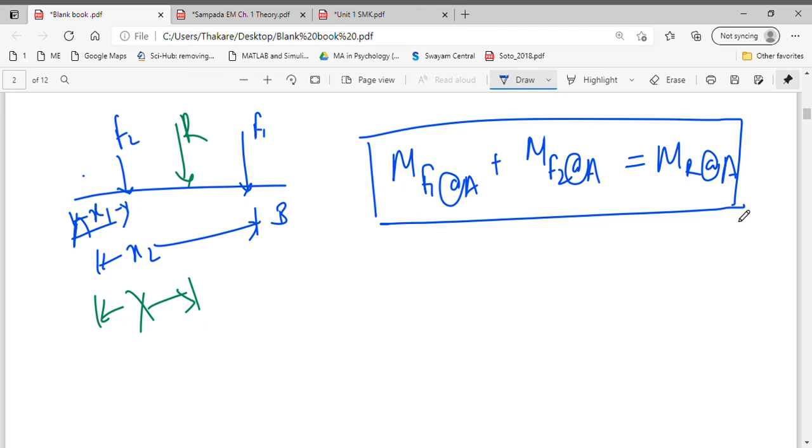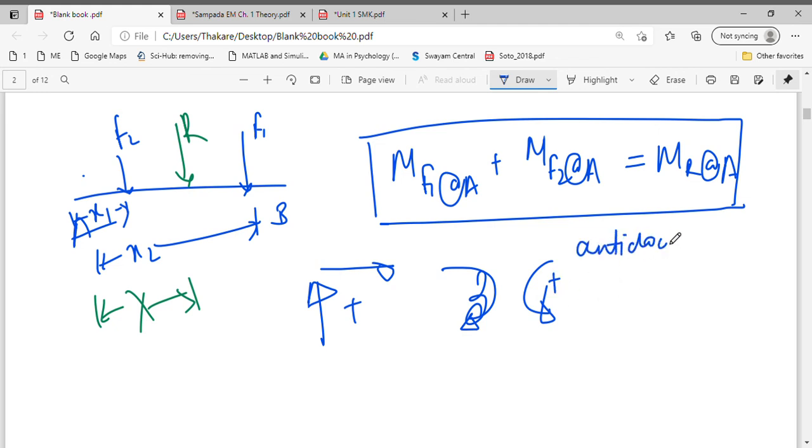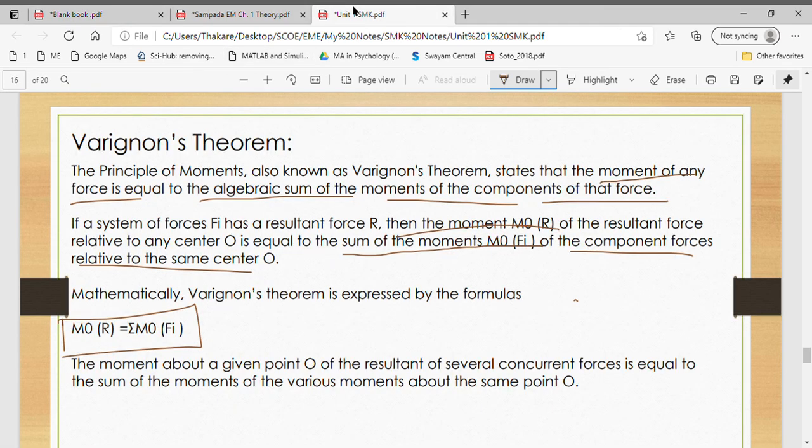Now, like we have considered directions for forces, for forces we have considered forces acting towards the right as positive and forces acting in the upward direction as positive. For moments, we consider anti-clockwise moments to be positive. So this is about your moments.